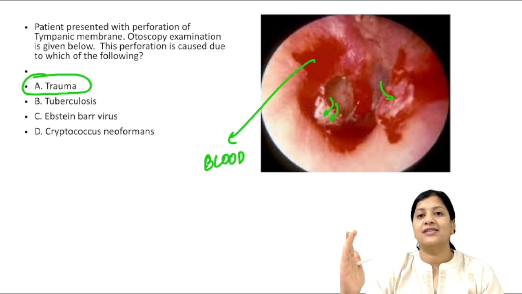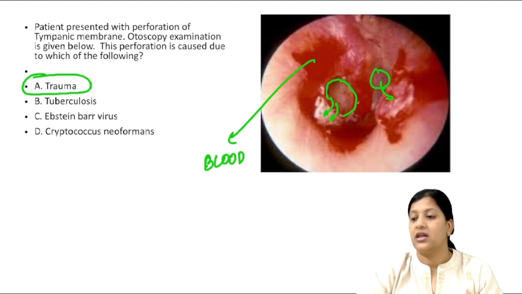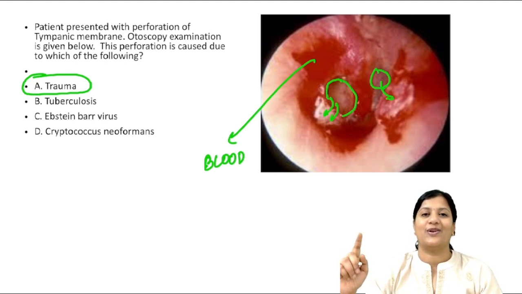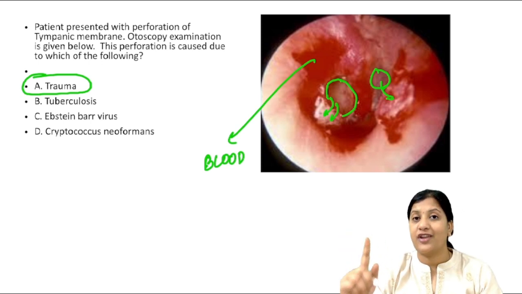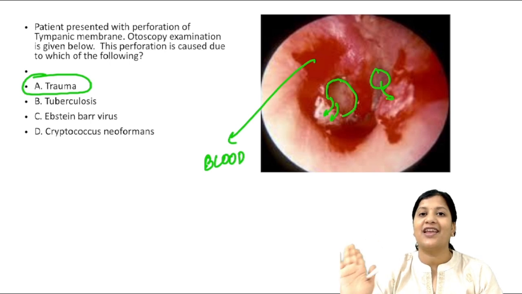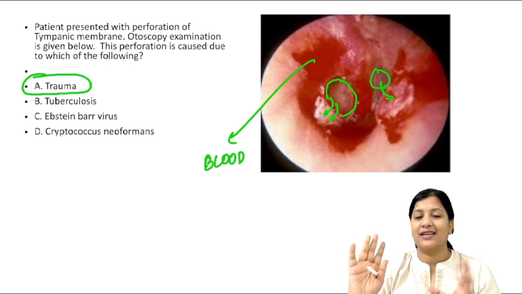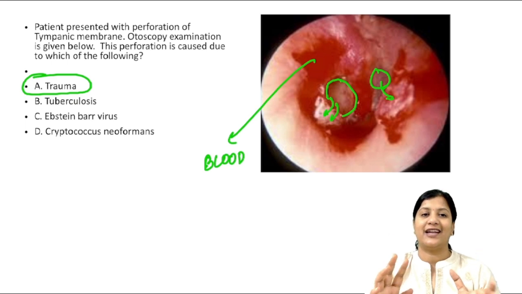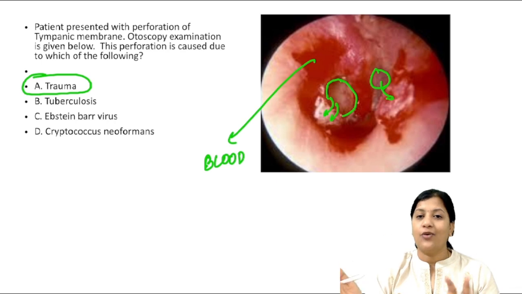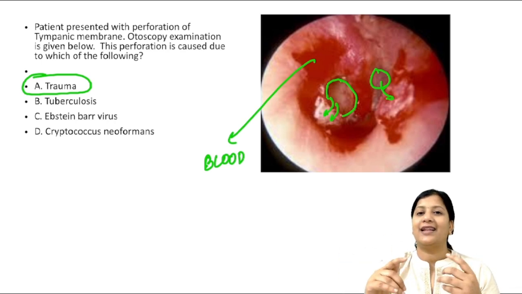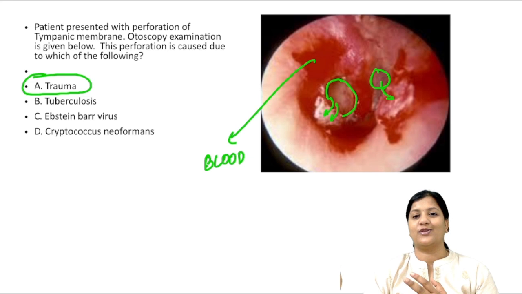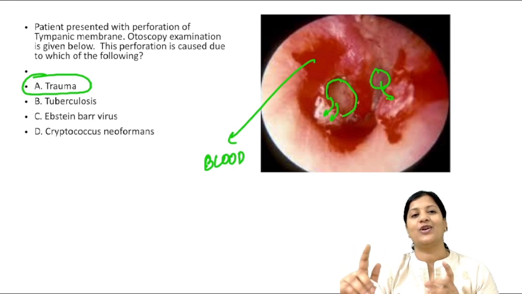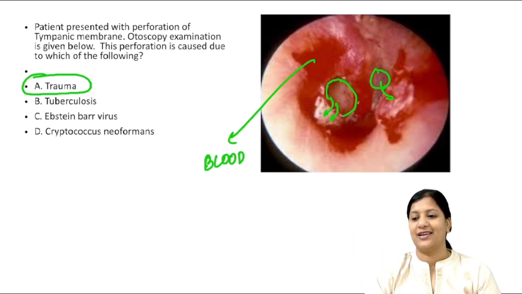The other confusion people will get in the examination is when there are two perforations. So you will think that this is tuberculosis. Multiple perforations can occur in trauma also, but if there is fresh blood, if you see that the edges are everted and there could be a history of trauma in your clinical setting, then you have to answer trauma. But if you get multiple perforations without any blood, and the edges are most likely healed, then you should think about tuberculosis. Okay, so here the image is showing you a traumatic perforation.